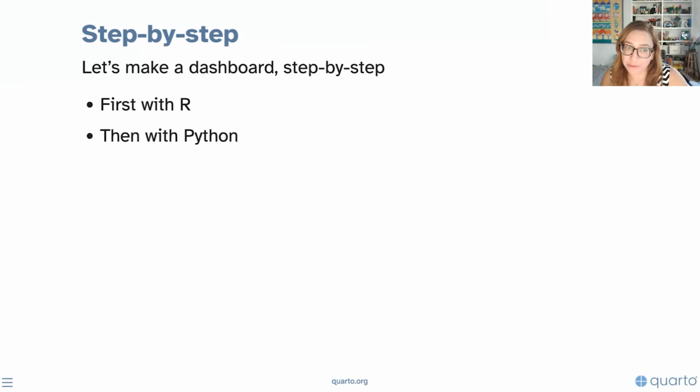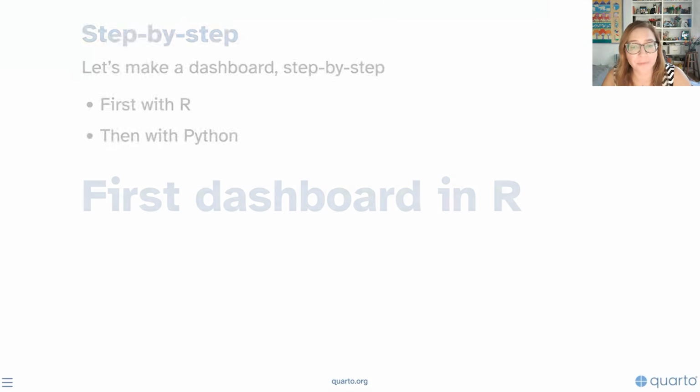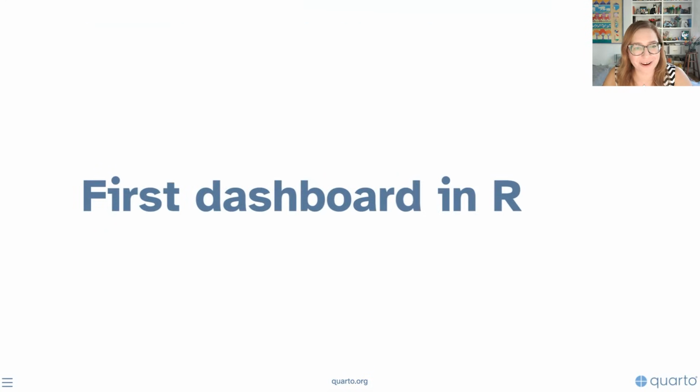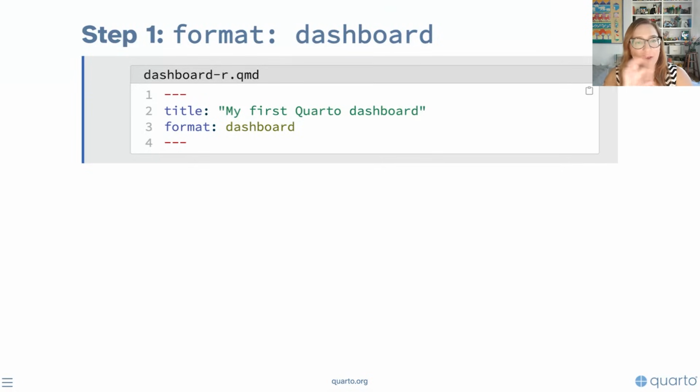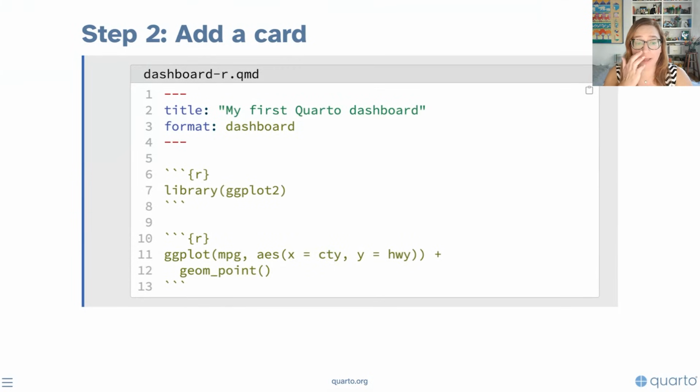We're going to make a dashboard step by step. We're going to do it first with R and then with Python. And this is going to be a simple dashboard, not the Olympic one just yet, but a simple dashboard so we can sort of wrap our heads around what do we mean by cards and what do we mean by layouts. So here's our first dashboard in R. I'm going to start with sort of a bare bones QMD file with a YAML with just 2 fields, title and the format set to dashboard. And then we're going to add a card.